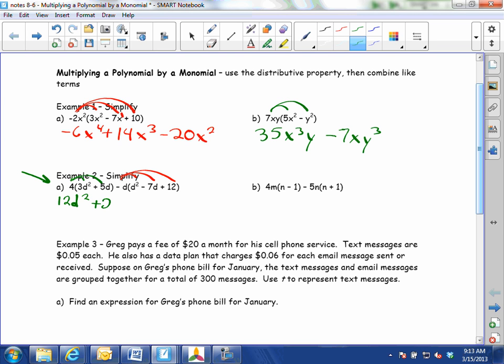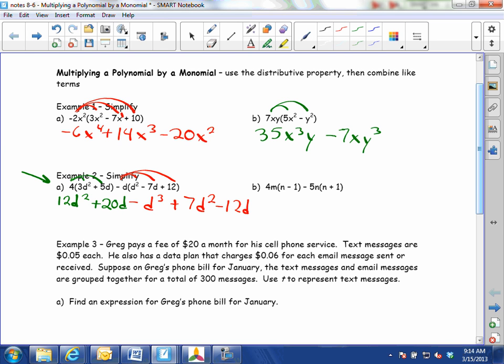Good. Then what do we get? Plus 20d. Now I'm going to be very, very careful on this second step, because I'm not taking it just times d, I'm taking it times negative d. Yes, true, but we have to watch out for the negative. So what's a negative d times a positive d squared? Negative d to the third. Good. Negative d times a negative 7d gets us a plus 7d squared. And a negative d times a positive 12 gets us a minus 12d.